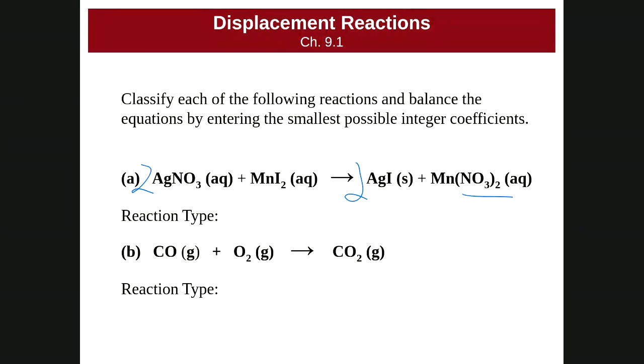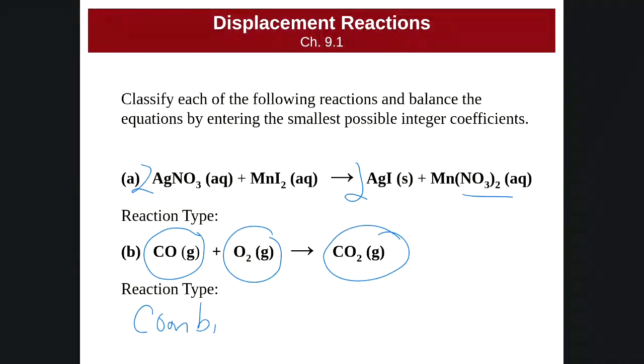All right, so what about reaction B? We have carbon monoxide reacting with oxygen gas. So here we have one reactant and two reactants, and we're forming one product. So this one we can call a combination reaction when you have more reactants than products. So is it balanced? We have one carbon on both sides, yes, but on the left we have 3 oxygens and on the right we have 2.